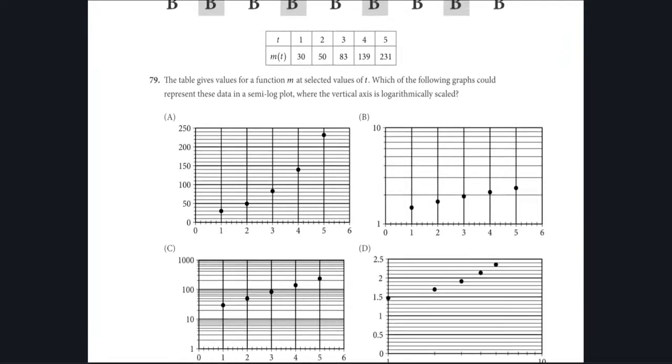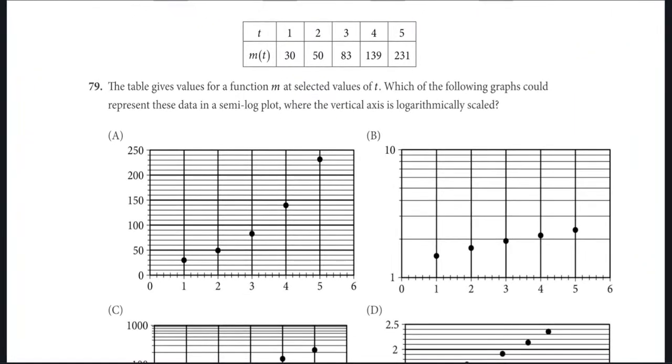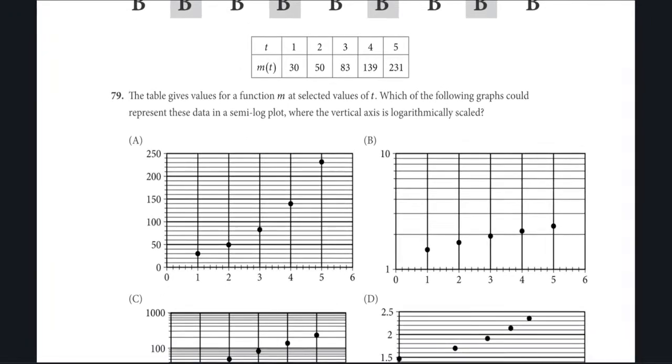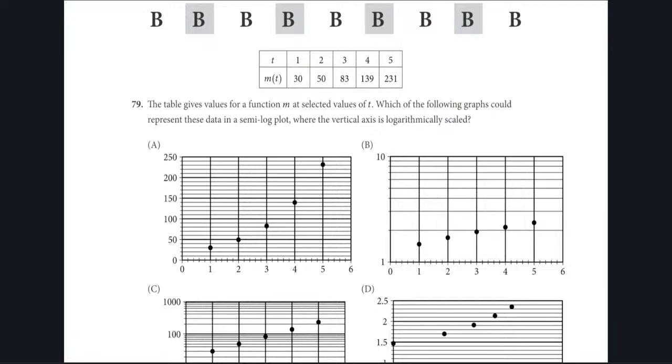The table below gives the value of m at selected values of t, and which of the following graphs could represent these data in a semi-log plot where the vertical axis is logarithmically scaled. Okay, I know that if the vertical axis is logarithmically scaled, it has to be linear, provided this is exponential, right? I'm assuming that it has to be exponential, because honestly, that's the type of questions we have been seeing. But of course, I can definitely take a quick ratio and see how it works.